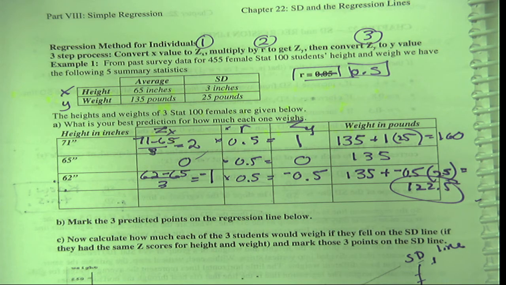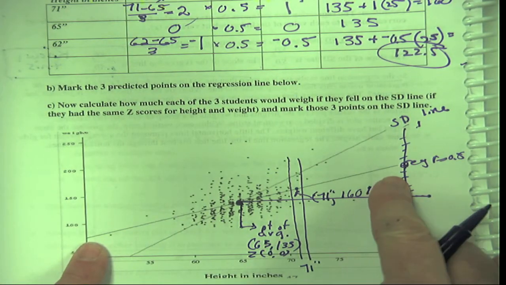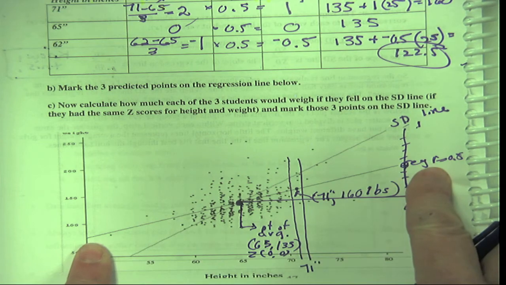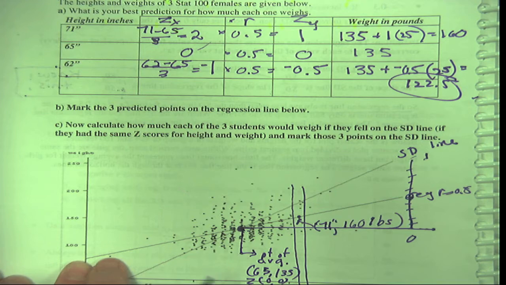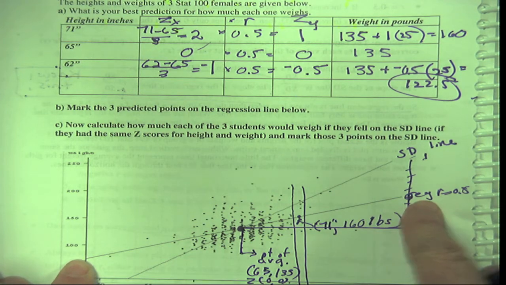Now we can do the same exact thing by the regression equation. All right? We can get an equation for this line. And that's what we're going to do now, get an equation. Sometimes it's easy to do it this way in your head, but if you have a lot of predictions you want to make, you want to get the equation for that line.